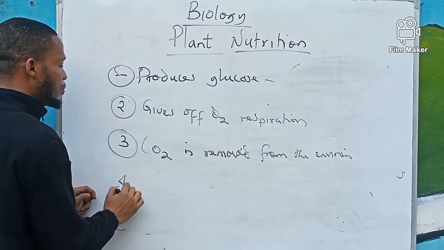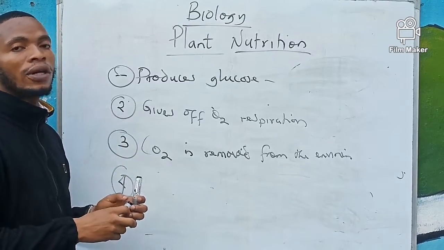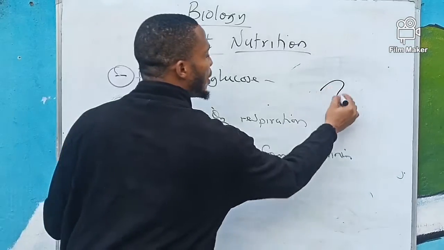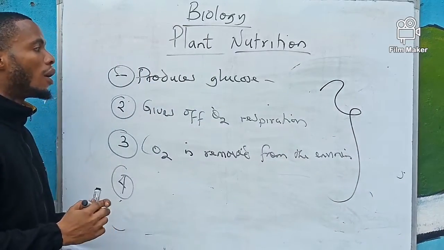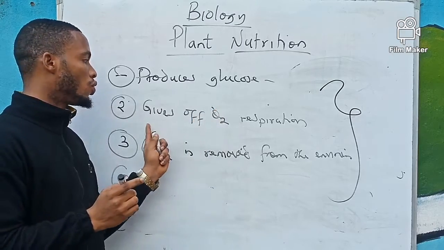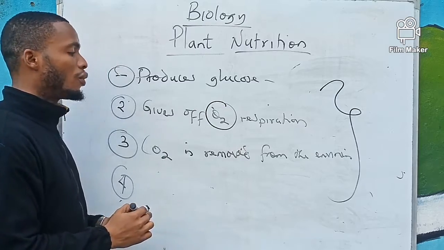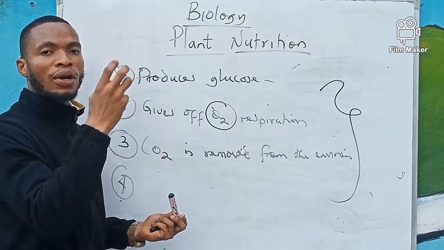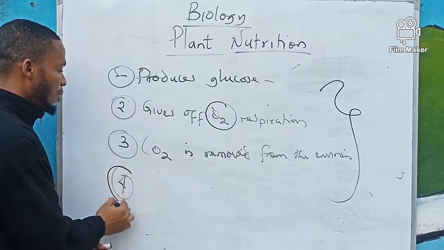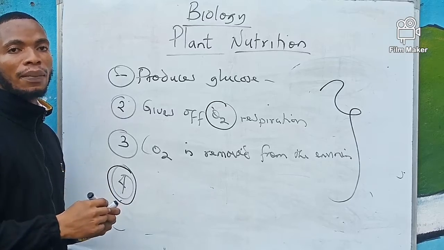And four, during photosynthesis, glucose is produced, which serves as energy needed for other activities in the plant. These are the four main importance of photosynthesis. One, it produces glucose, which is the source of energy for all living organisms. Two, it gives us oxygen used for respiration. Three, CO2 is removed from the environment. When these green plants capture the CO2, you remove it from the environment. And four, photosynthesis serves as a bedrock for other activities carried out in the plant.